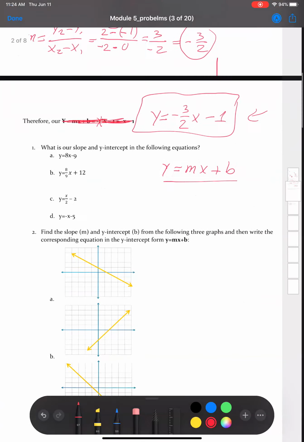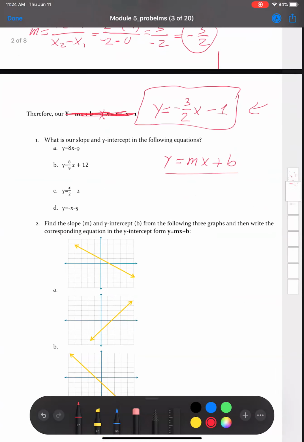Okay, so let's look at it. It says, what is our slope and y-intercept in the following equations?